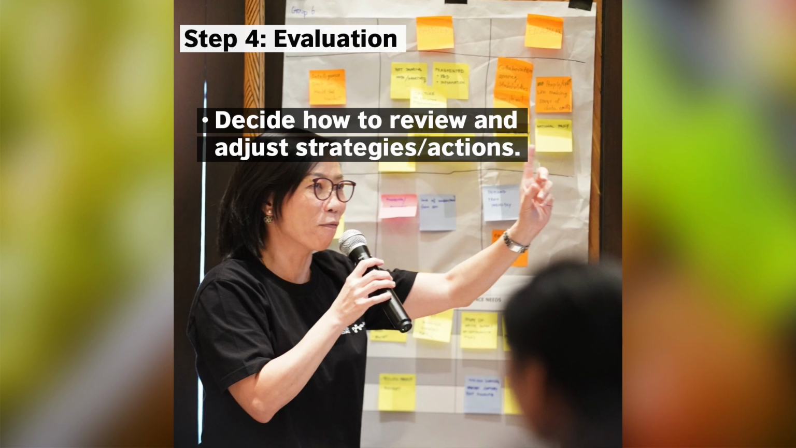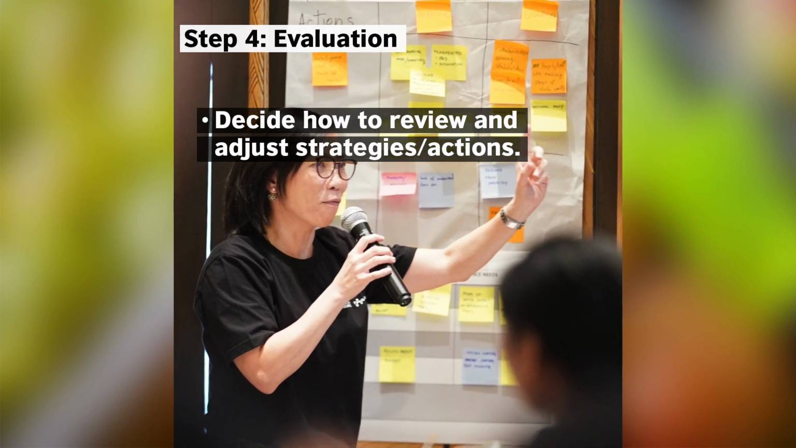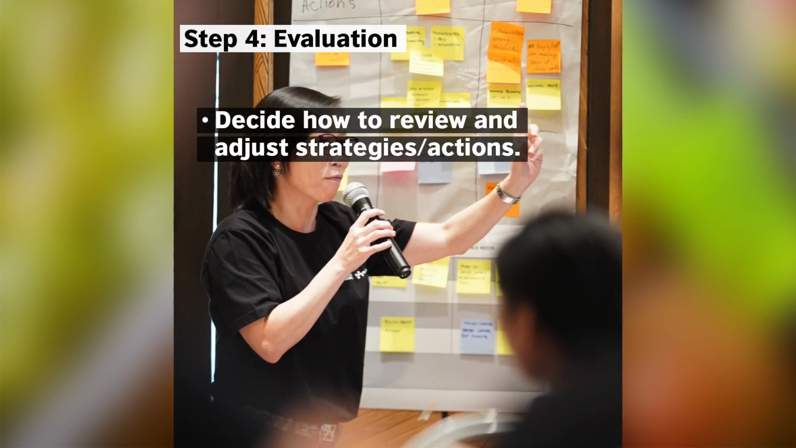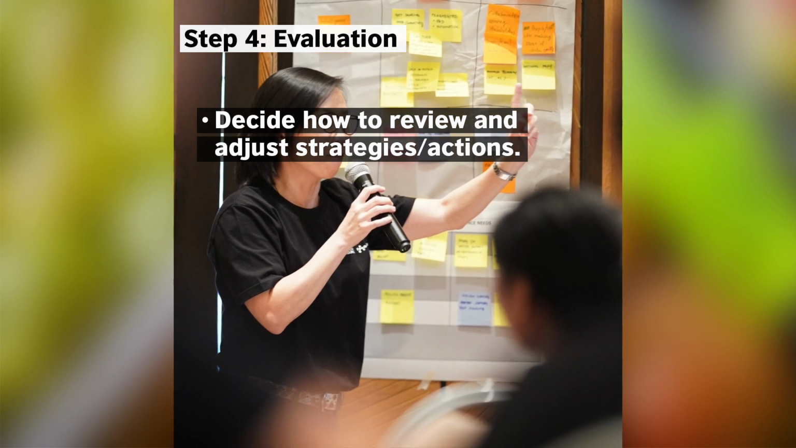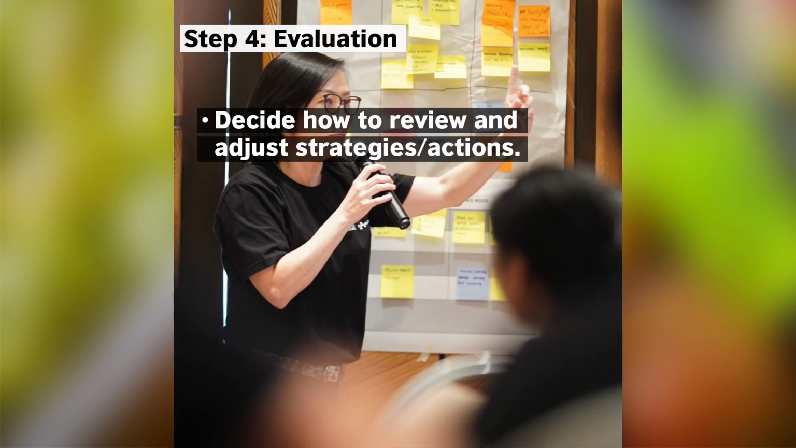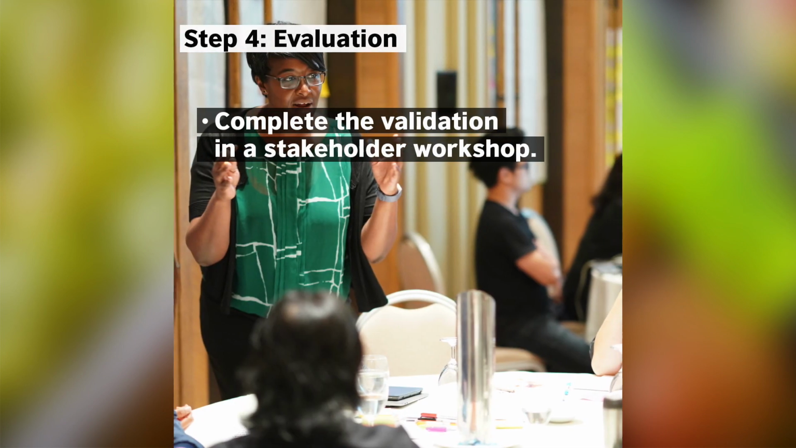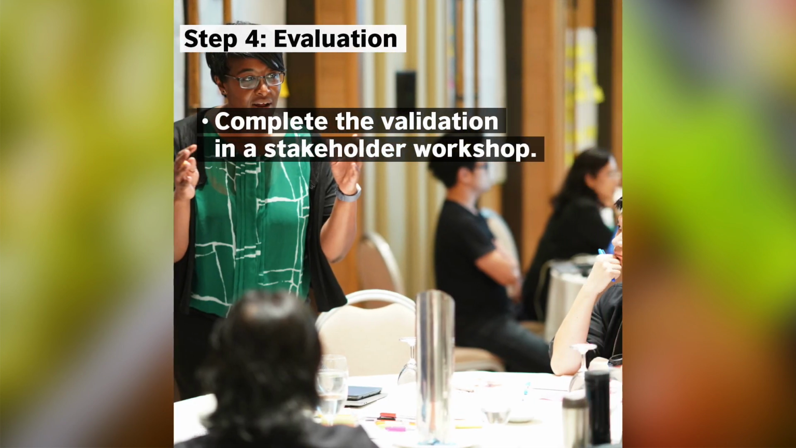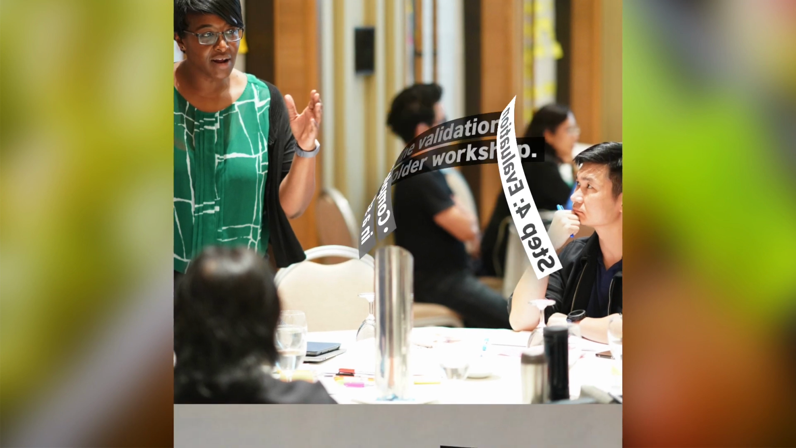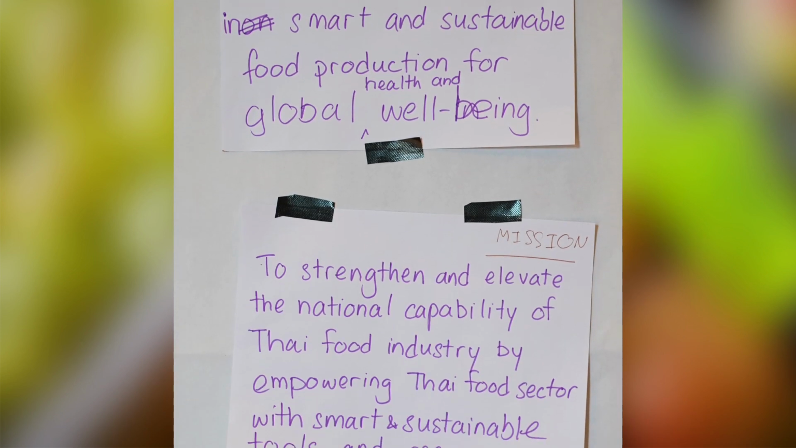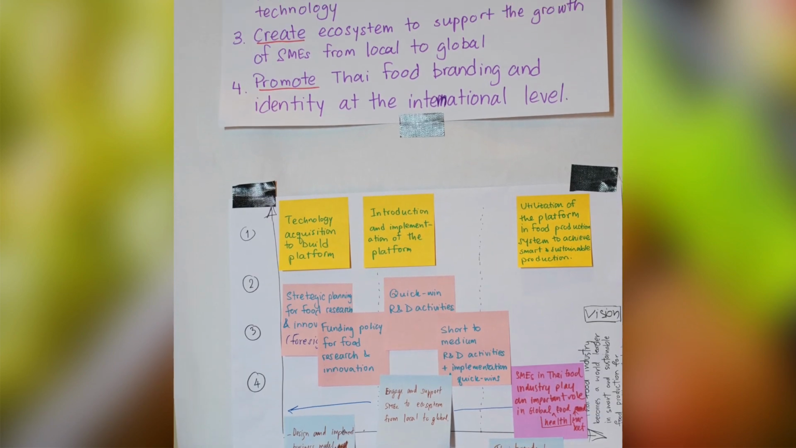Also, think about what strategies or actions in the roadmap are the most vulnerable to change. Decide how you will review these strategies or actions and adjust them as appropriate. Run a stakeholder workshop with experts and policymakers to validate the roadmap. This concludes the systematic foresight process for building a desired vision that shapes the future of food.